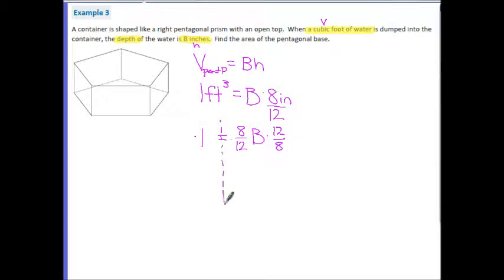In fact, let's draw our wall. So I'm going to multiply this side by 12 over 8. That's going to cancel my 8 and 8 and cancel my 12 and 12 over here, leaving us with just the base, which is what I wanted to find. And this is going to give me 12 over 8. And this actually reduces to 1.5. And this is an area, so this is going to be feet squared, or square feet.